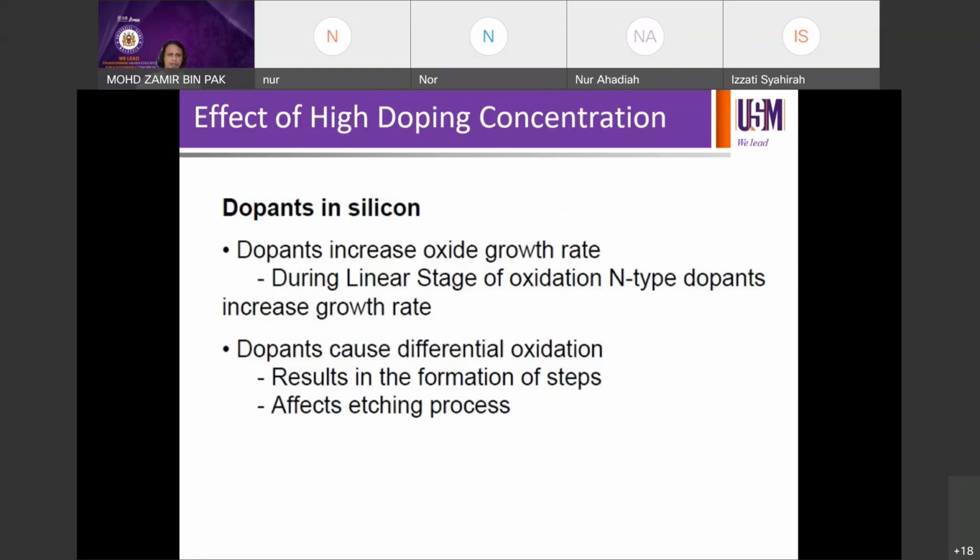Dopants increase the oxide growth rate. During the linear stage of oxidation, N-type dopants increase the growth rate. Dopants cause differential oxidation. So dopants affect the growth rate, and this is the mechanism, differential oxidation, of how it affects the oxidation. So it's called differential oxidation. It results in the formation of steps. You will get some steps. When you see a step, you're going to see some difference in thickness. It affects the etching process as well later on.